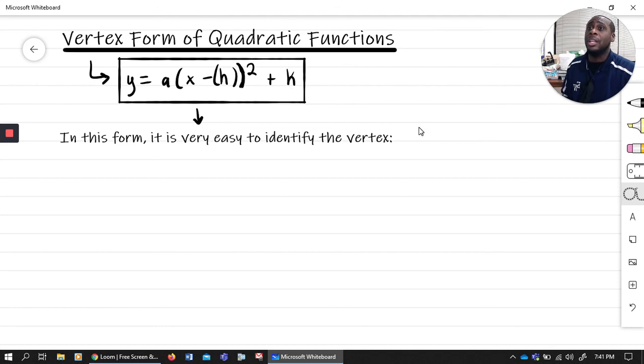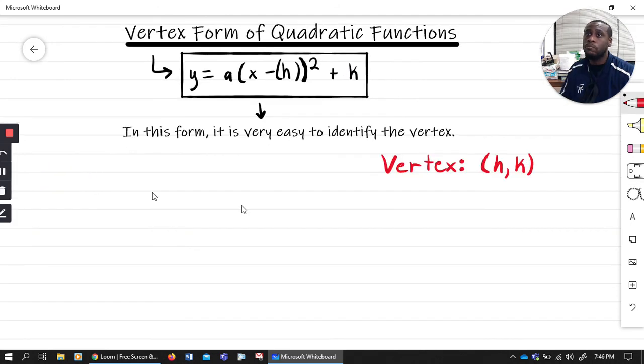But the actual vertex for this form comes from looking at two of those variables: the h and the k. The vertex, which is going to be an ordered pair, in this form is going to be (h, k). So again, the vertex is going to be (h, k).